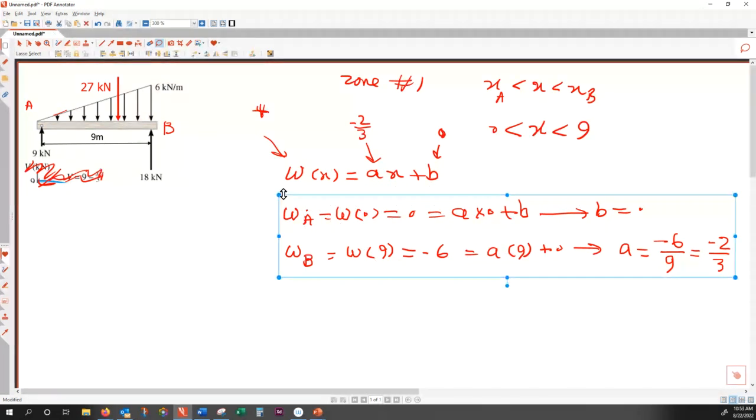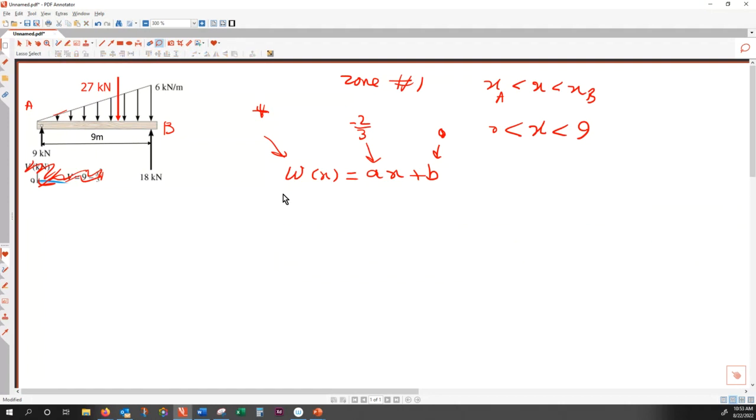Why is w of x so important? Because that is a starting point, right? So the next step is I'm going to use equation number one. That is the derivative of the shear force with respect to x is equal to w of x, which is equal to minus 2 thirds x.